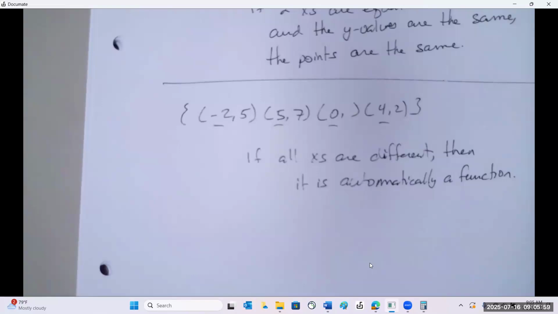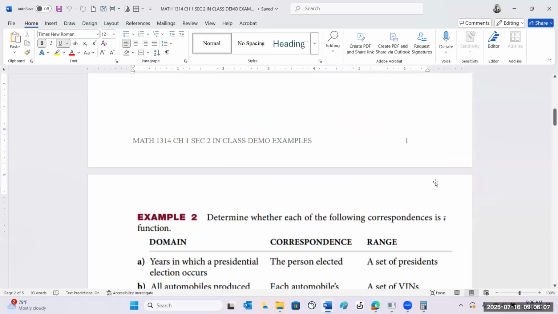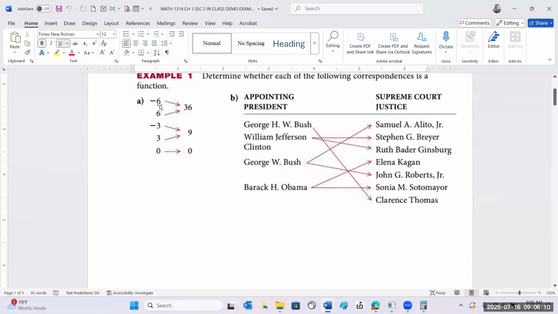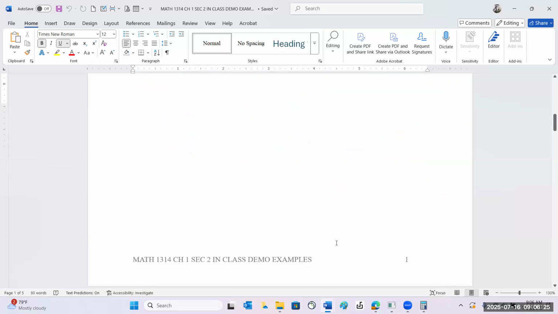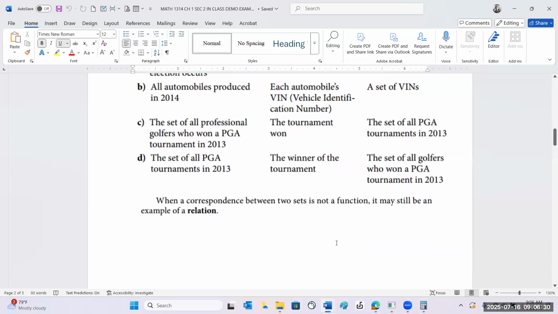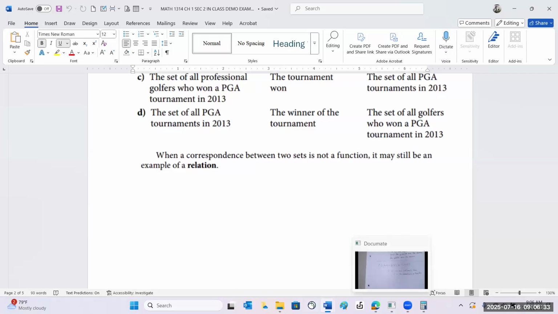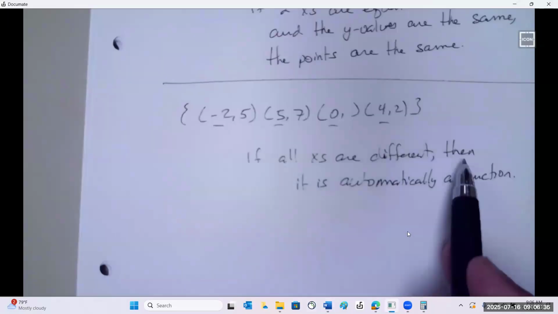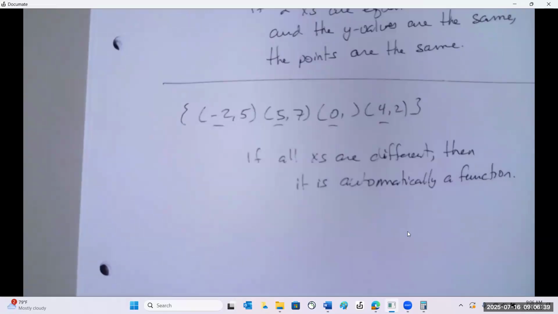What's that? X's are the important part. Remember the pictures I had? This is a function because all the x's only have one arrow. This is not a function because this x has two arrows, which means this x has two y values. So that's what you're looking for. If all the x's are different, then it's automatically a function. It doesn't matter about the y values.